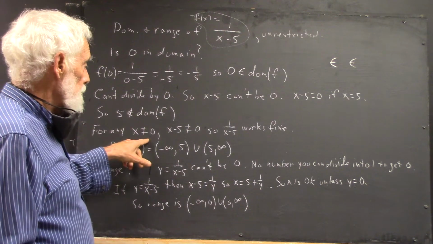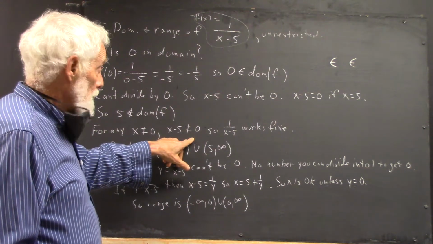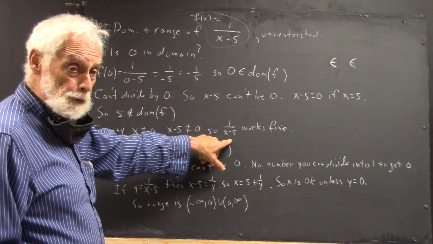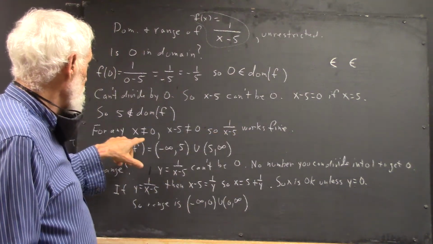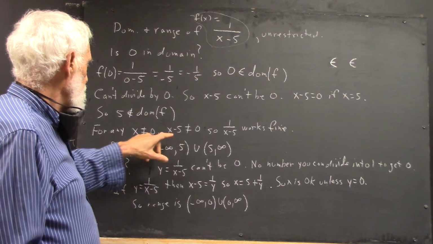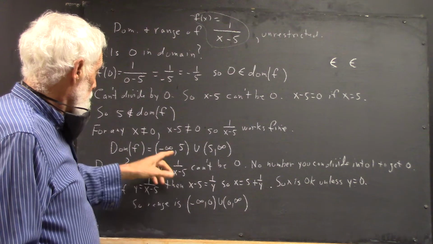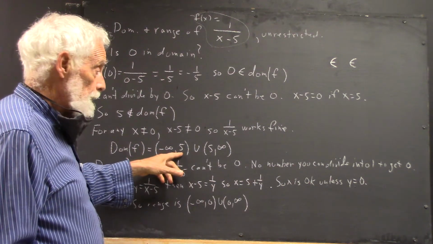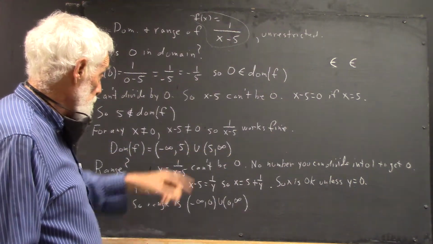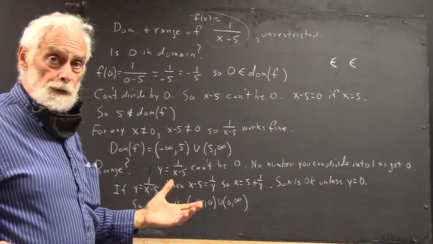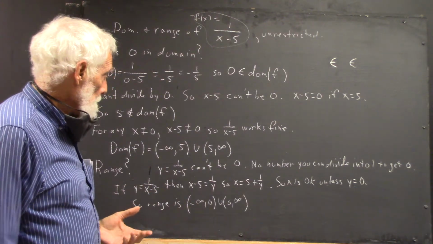So for any x other than 5, x minus 5 isn't 0, and you can divide 1 by any non-zero number. 1 over x minus 5 works fine as long as x minus 5 isn't 0. So the domain is the open set from negative infinity to 5, union the set from 5 to infinity. Now this union symbol is standard set notation. If you've had the prerequisite courses, you've certainly seen it.